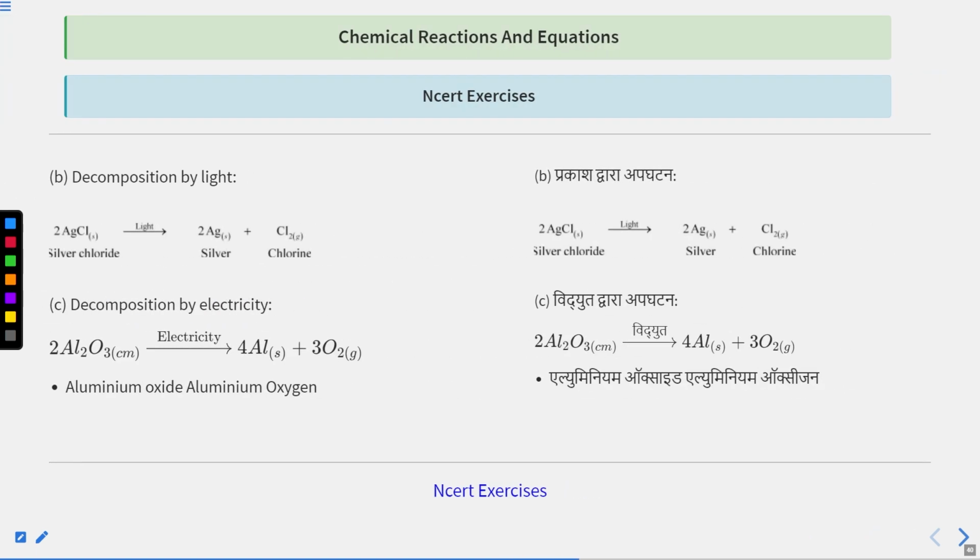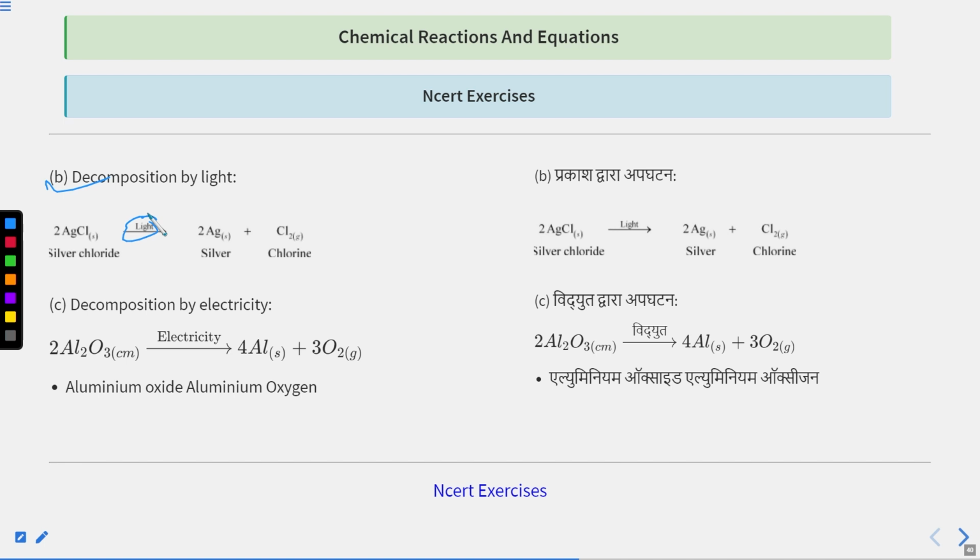This is very simple. The next one is decomposition by light, like silver chloride and silver bromide. When they come in contact with light, they undergo a decomposition reaction and form silver, and Cl2 gas is released. Similarly, if I do the same reaction with AgBr, silver bromide, on providing light it will form Ag plus Br2, which is bromine, and this is silver.